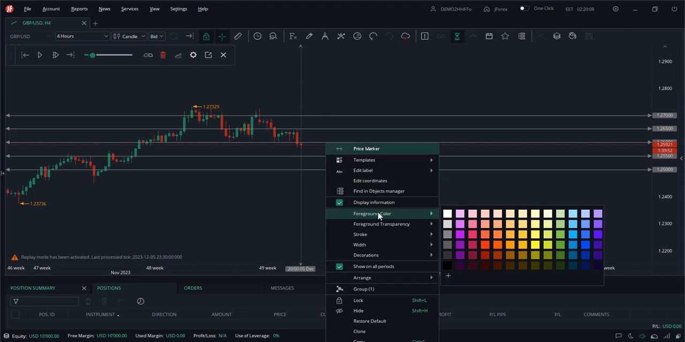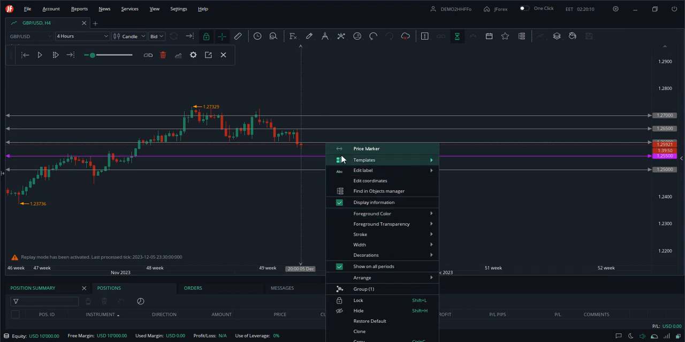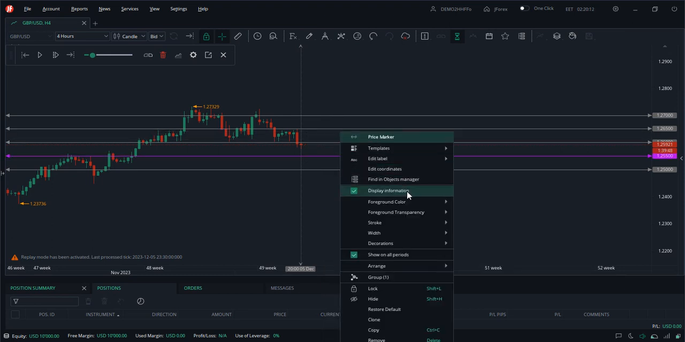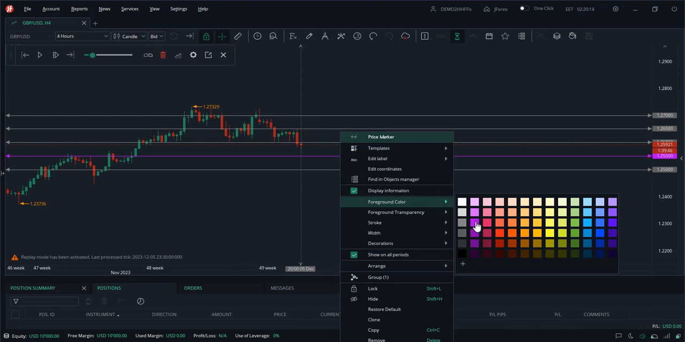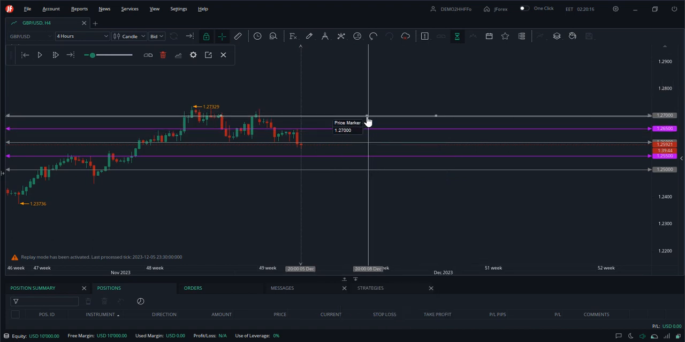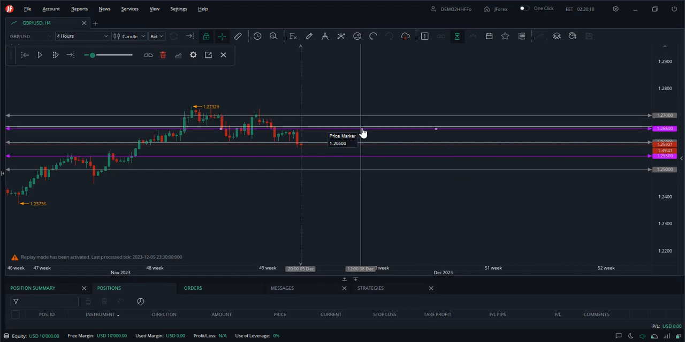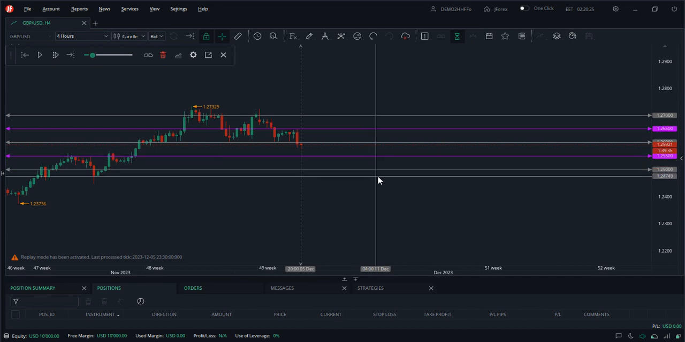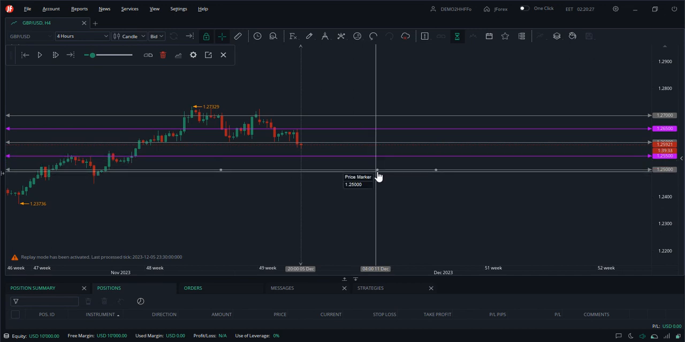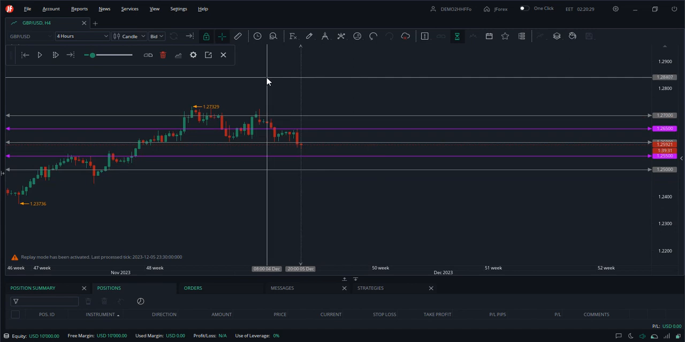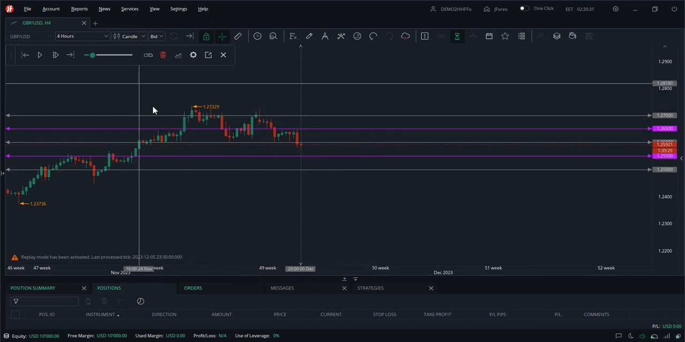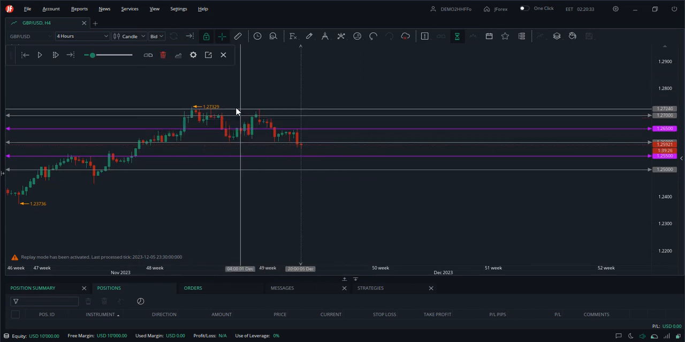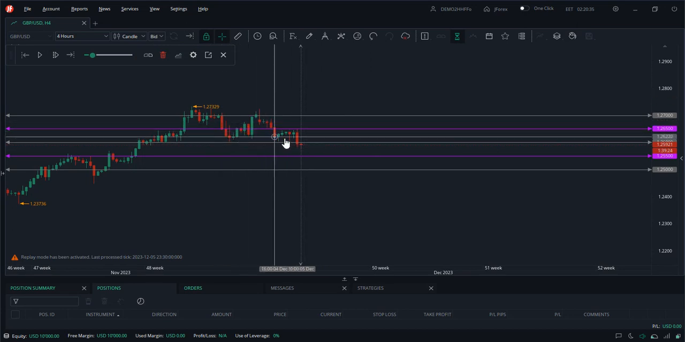Let me change the color of the sub psychology level so it will be different from the major psychology level, so you can tell the difference. So this is the major psychology level 1.27, 1.265 is the sub, 1.26 is the major, 1.255 is the sub, 1.25 thousand is a major. All right, so now we all understand the idea behind psychology level.